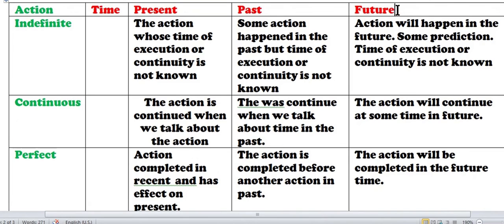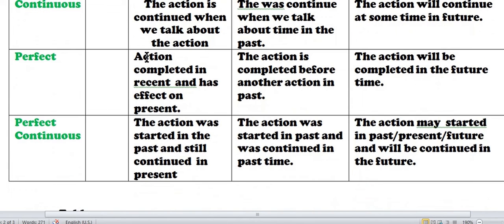Okay, next we have the time future, and the action is perfect. So the action will be completed in the future time. Done. Okay, next we have time is present, and our action is perfect continuous. So the action was started in the past and still continues in the present.